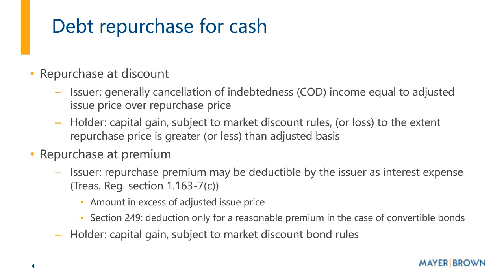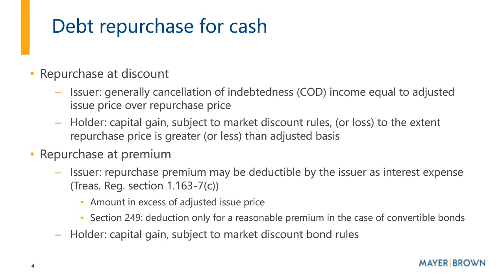Now, of course, this requires having cash. We know right now cash is king among businesses. So we'll see these transactions. They may not be as prevalent, though, as debt exchanges, for example. If an issuer buys back its debt at a discount, we have what we call, for tax purposes, cancellation of indebtedness income, and that's simply equal to the amount of the discount that occurs in the purchase.